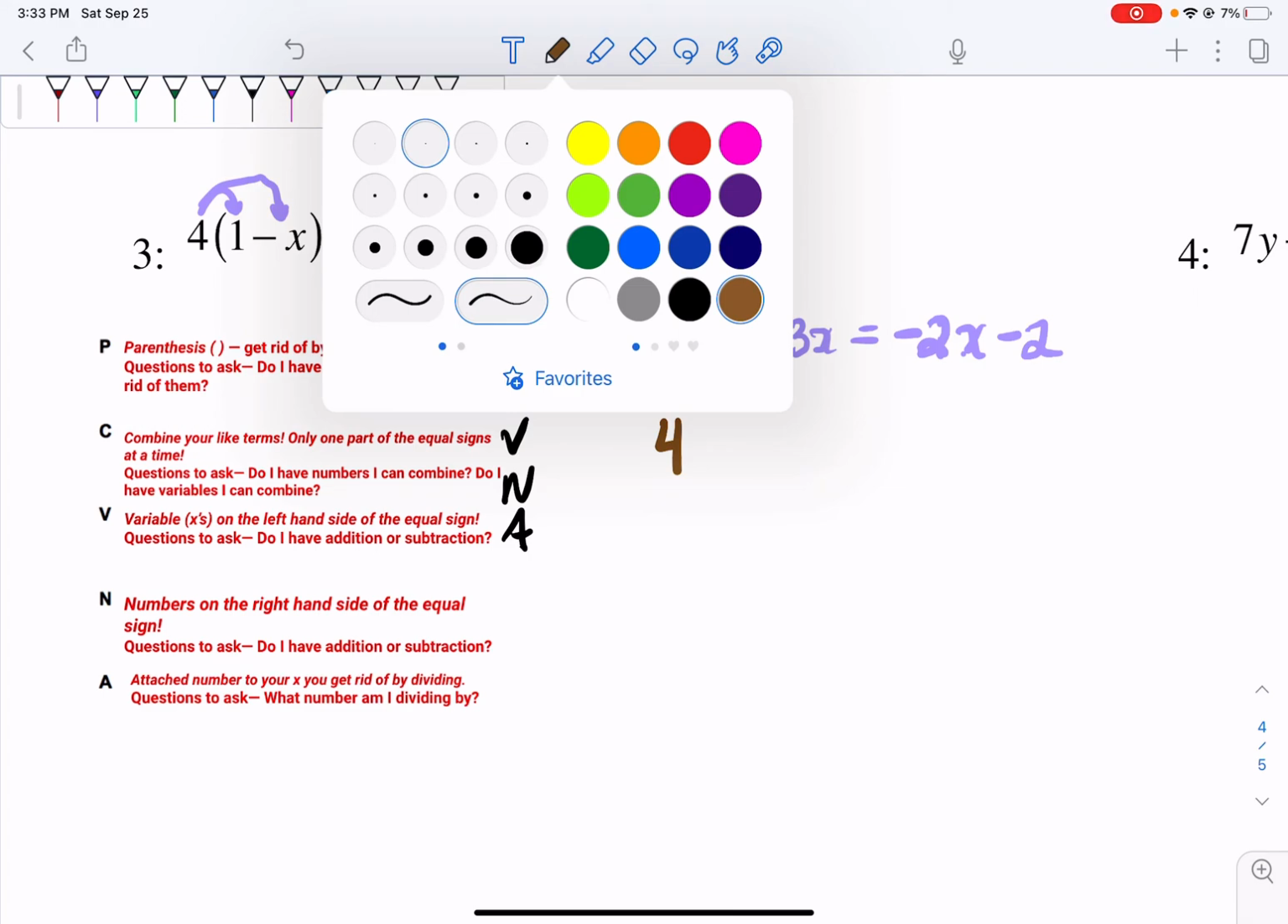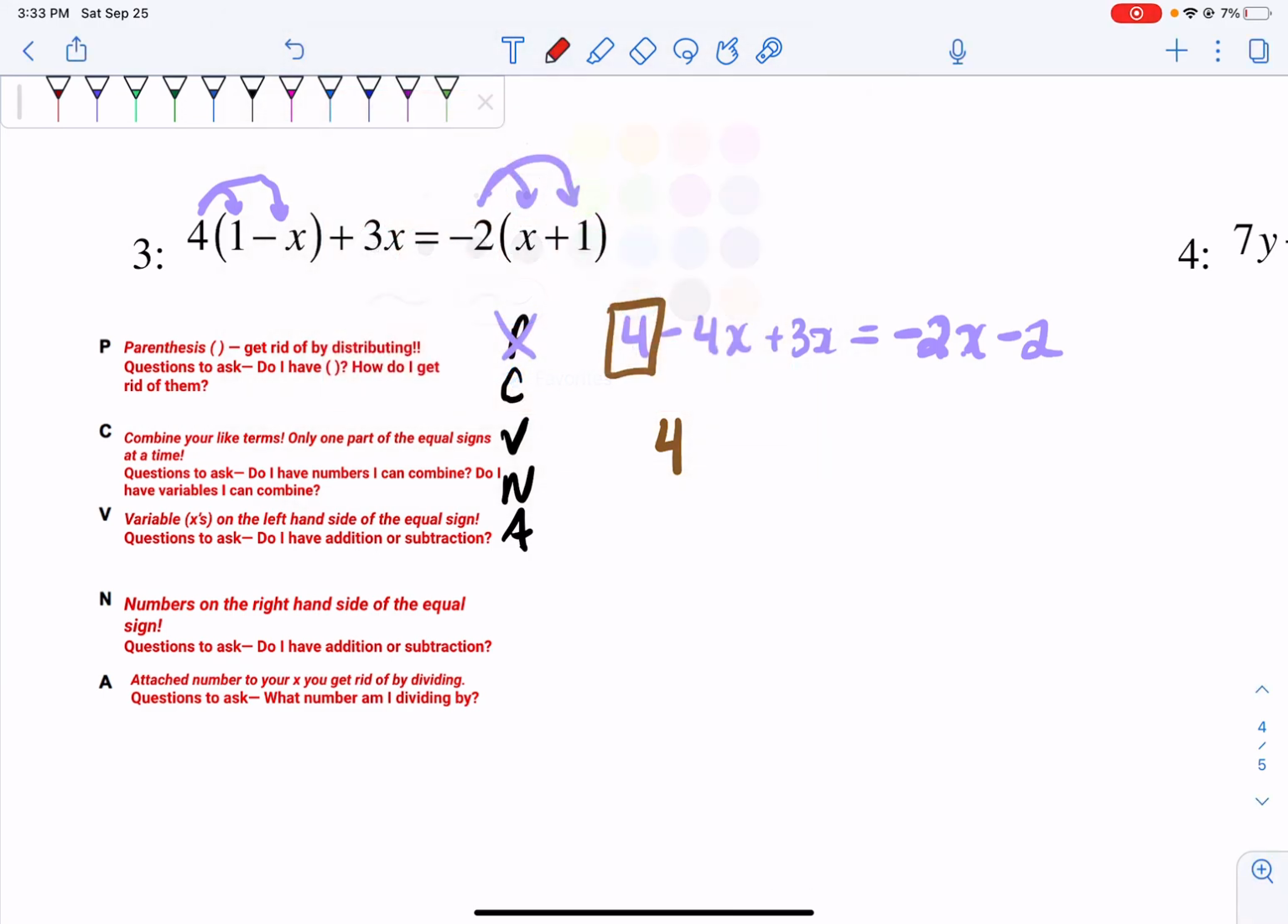I ask myself, what can I combine with a negative 4x? And that is a 3x. Negative 4x plus 3x is a minus 1x. I ask myself if I can combine the negative 2x and the negative 2, and I can't. So I'm just going to rewrite it as negative 2x minus 2.